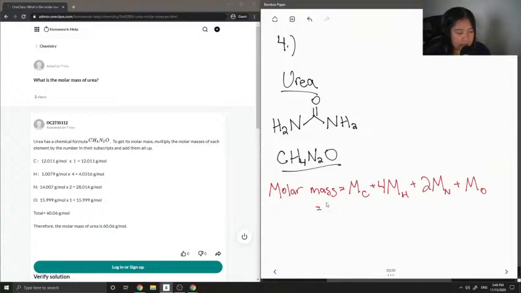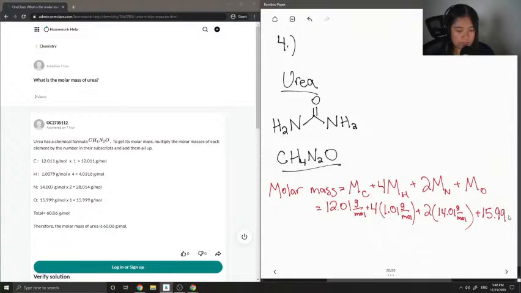Again, you just need to find these different atomic masses on the periodic table. For carbon, it's 12.01 grams per mole. For hydrogen, it's 1.01. For nitrogen, it's 14. And lastly, for oxygen, it is 15.99. Okay, so adding up all these values, you get a total molar mass of 60.06 grams per mole.